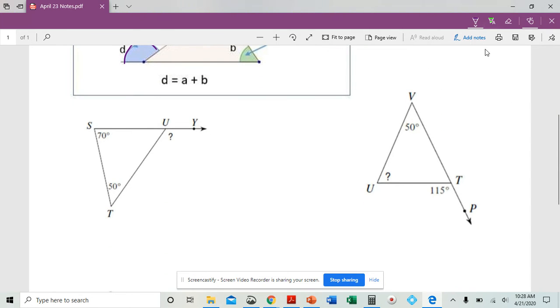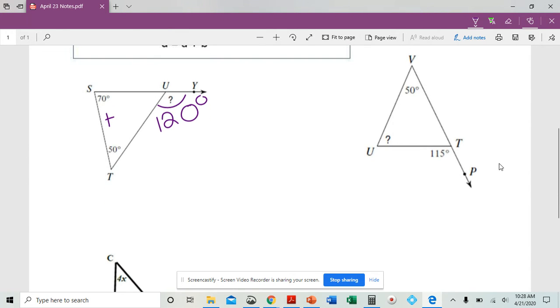All right, so we need to find the measurement right here of angle YUT. Well, that's going to be the sum of the two opposite or remote interior angles. So 70 plus 50 is going to give us 120 degrees. So we know that this exterior angle is going to be 120 degrees. We can do this forward and we can also do it backwards.